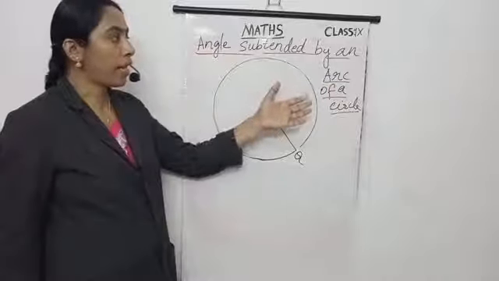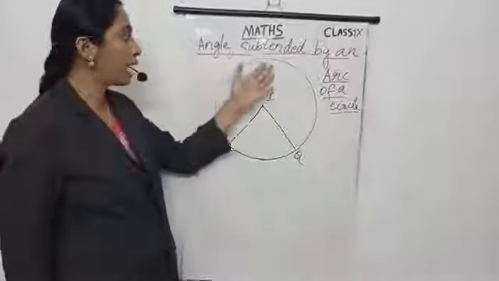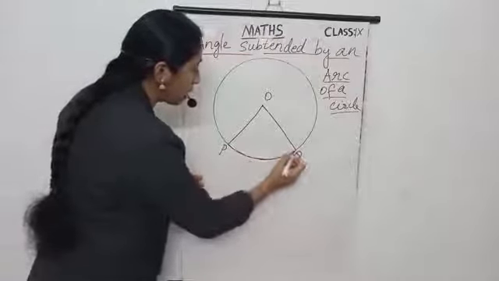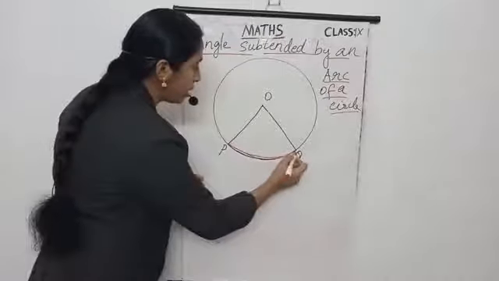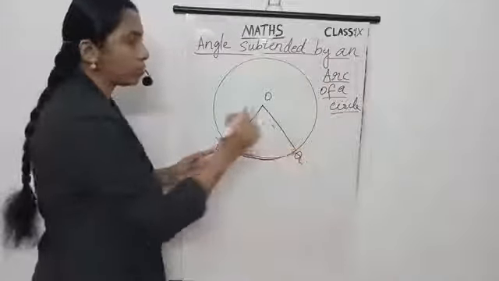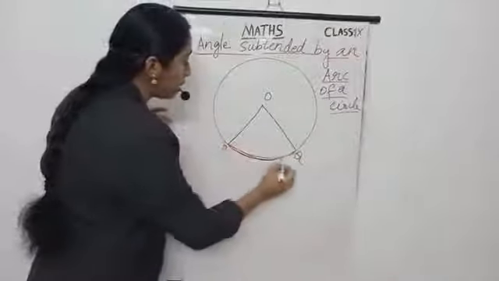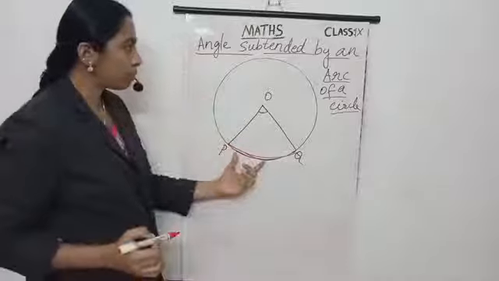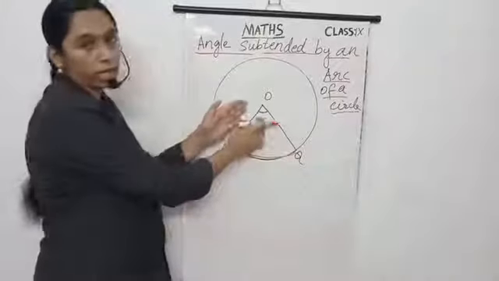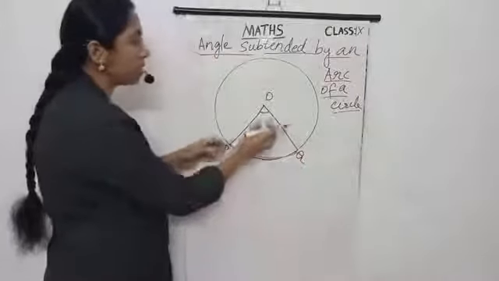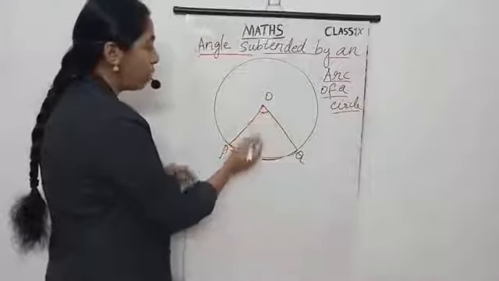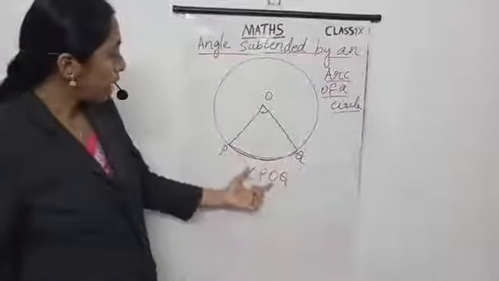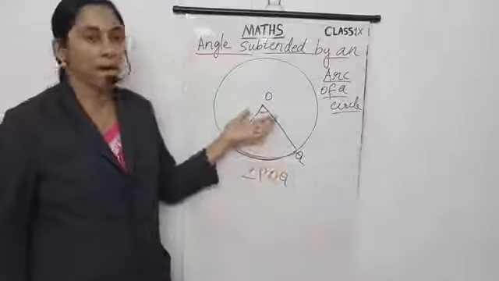Angle subtended by an arc of a circle. Next topic, angle subtended by an arc of a circle. Now consider this arc. This arc PQ is a minor arc, and this arc is a major arc of this circle. Now here this arc makes an angle at the center. This is the angle subtended by an arc of a circle. So this arc subtends an angle at the center O. So angle POQ is the angle subtended by this arc at the center.